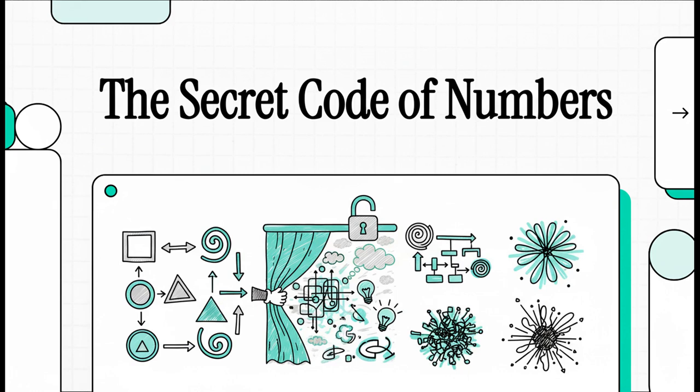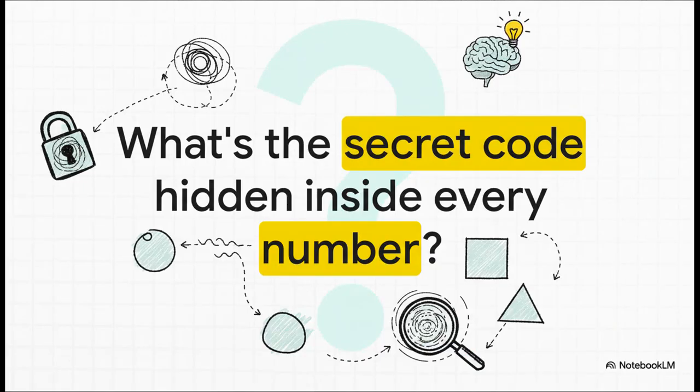Well, today we're going to pull back the curtain because it turns out every single number has a secret identity, a hidden code that defines literally everything about it. So, what is this secret code? How can a simple number like, say, 12 or 30 have a secret message locked inside of it? That's exactly what we're about to find out.